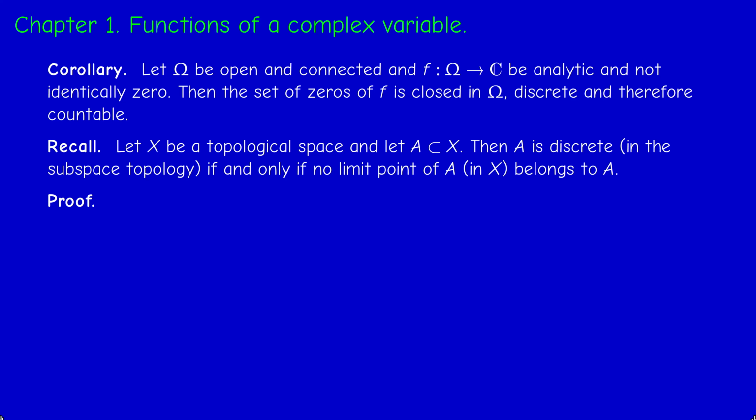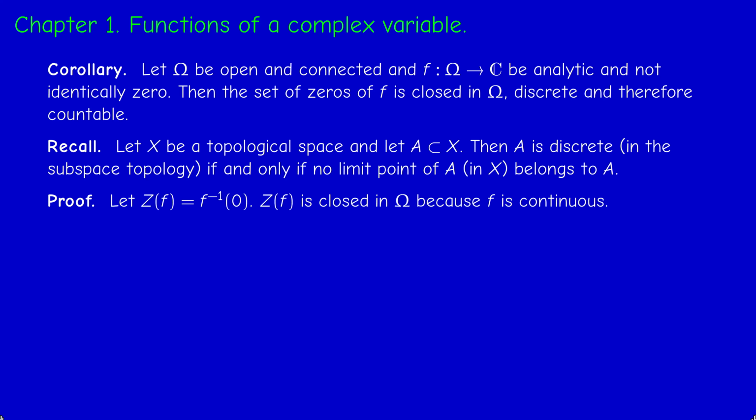Now we recall the following fact from topology. If X is a topological space and A is a subset of X, actually you can take this as a definition. What does it mean for A to be discrete in the subspace topology? It means that every point of A is isolated, which means that A has no limit points inside itself, but it may possess limit points in A bar. And I'll give an example later.